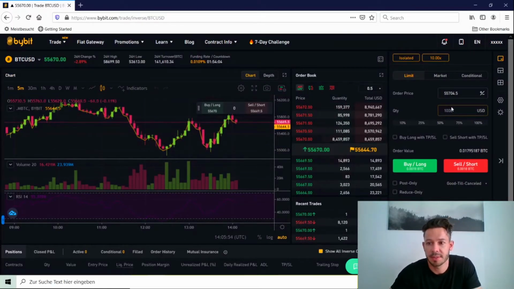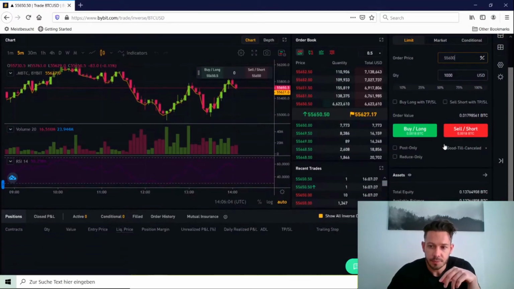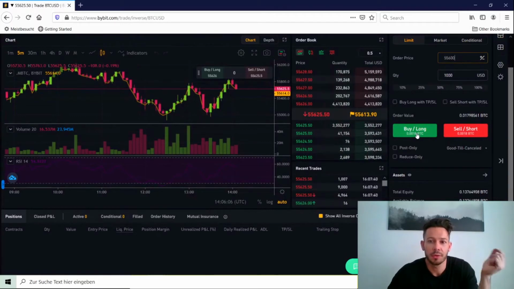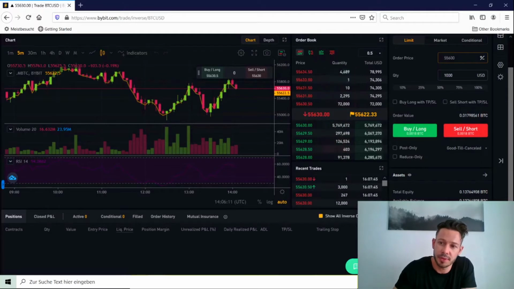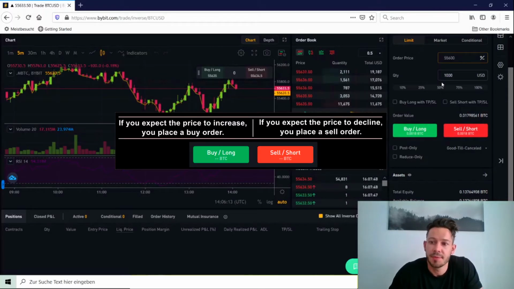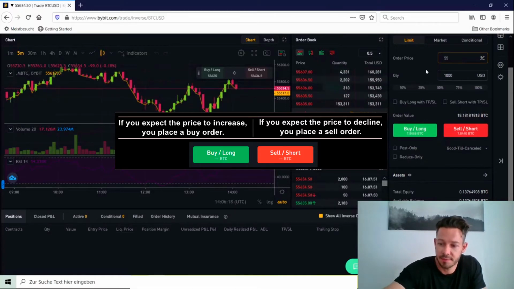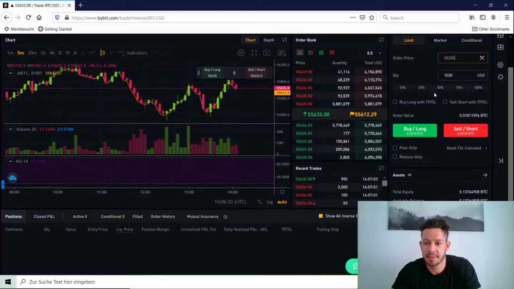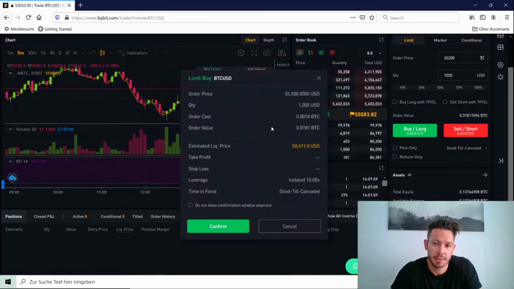Okay, so if you would like to place a limit order, let's say for $1,000, we could type in the price here. Let's say we want to buy if the price reaches a level of 55,600. Okay, then we have to decide, do we want to go long or short? This means, do you think the price will go up from this point here or down? If you would like to place the order, you're pretty close now, as I can see, let's say 55,200, okay, and place the long order here. Okay, here you see the details, and you press confirm.